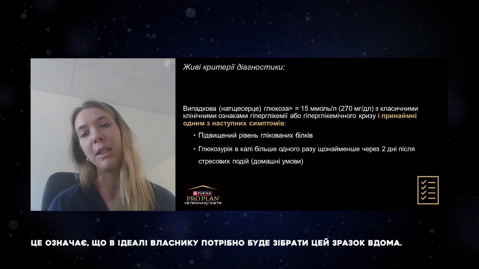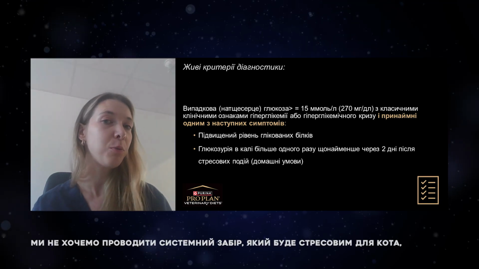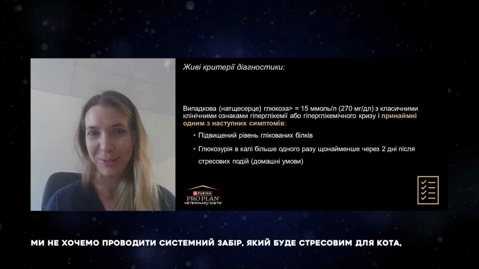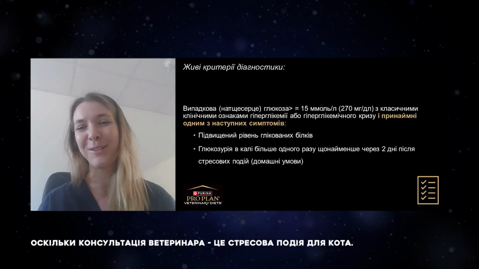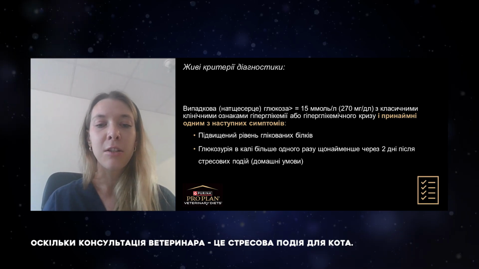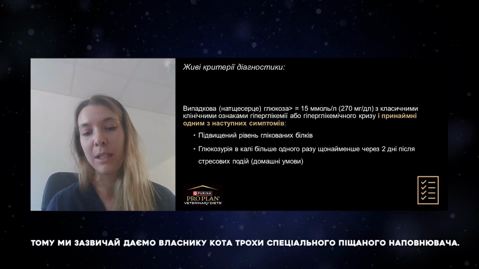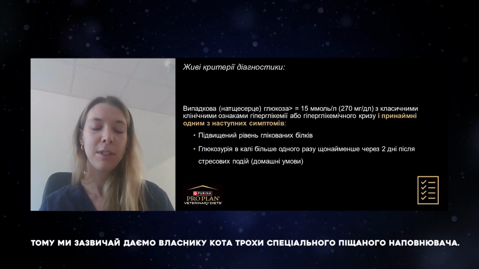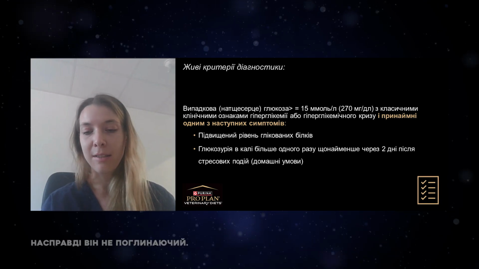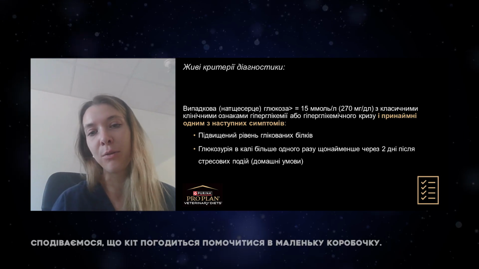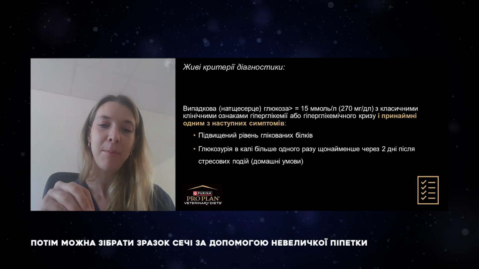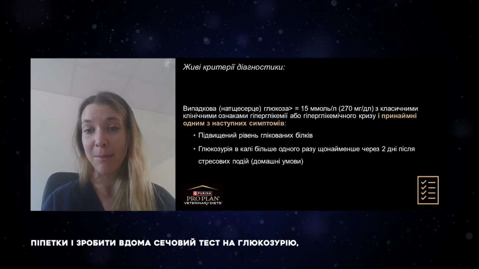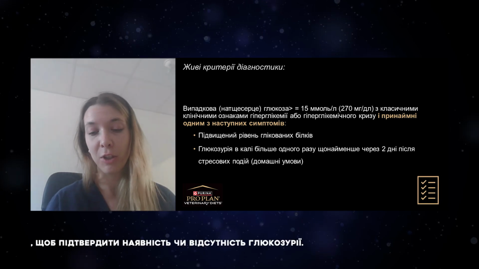So that means that the owner will ideally need to collect that sample at home. You do not want to perform a cystocentesis, which would be stressful for the cat. So it should be a little bit after the vet visit, as clearly a vet consultation is a stressful event for a cat. So what we usually do is let the owner order or buy a special litter that is non-absorbing actually. And so hopefully the cat will agree on urinating in the litter box with that. And then they can collect a urine sample with a little pipette and do a urinary dipstick at home to confirm or not the presence of glucosuria.